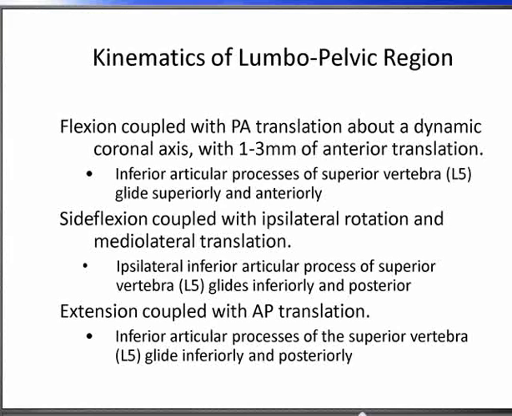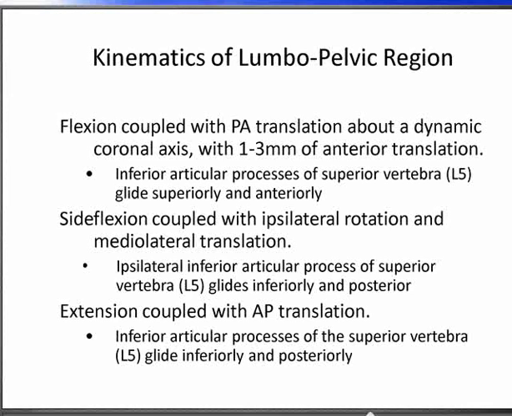When we look at how the lumbopelvic region moves, flexion tends to be coupled with PA translation, posterior to anterior translation, and it happens around a dynamic coronal axis with a little bit of anterior translation, about 1 to 3 millimeters. The inferior articular process of the superior vertebrae, L5, glides superiorly and anteriorly. So when you think of L5 moving into flexion, L5 is going to glide superiorly and anteriorly on both facet joints. Obviously, with extension, it's the opposite.